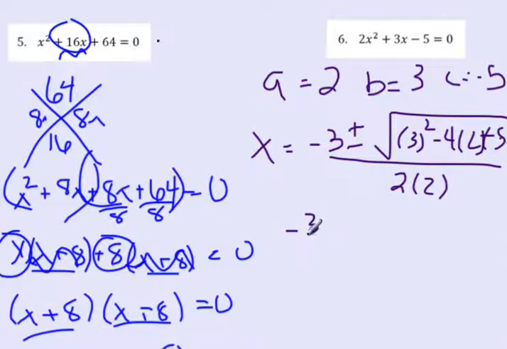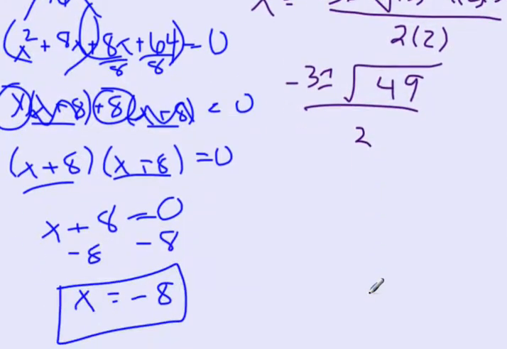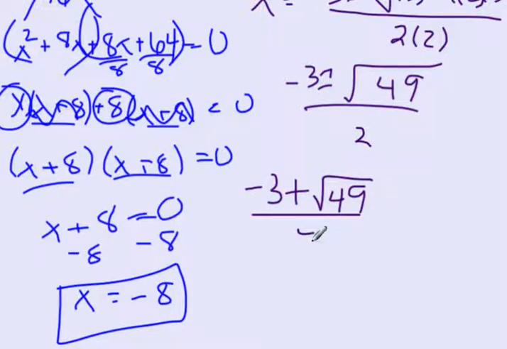So then we get negative 3 plus or minus the square root. We're going to do 3 squared minus 4 times 2 times negative 5. When you type that into your calculator, you end up getting 49, divided by 2 times a. So then we get negative 3 plus the square root of 49. On that, I'm going to hit enter, and then I'm going to take that answer and divide it by 4.